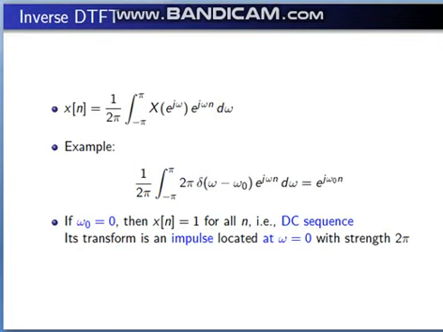Similarly, the inverse transform can also be calculated, but instead of the negative exponent, the multiplication factor e to the power positive j omega n is used, and 1 upon 2 pi is multiplied with it. Here an example is shown. If we substitute a delayed impulse, that is delta of omega minus omega naught, we get an output of e to the power j omega naught n for the signal.